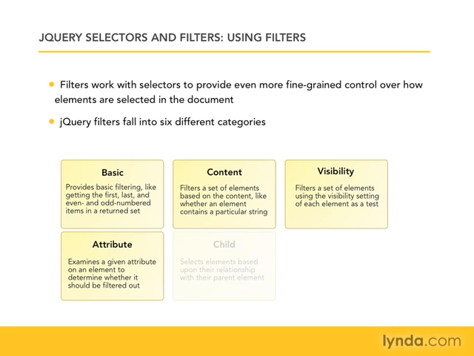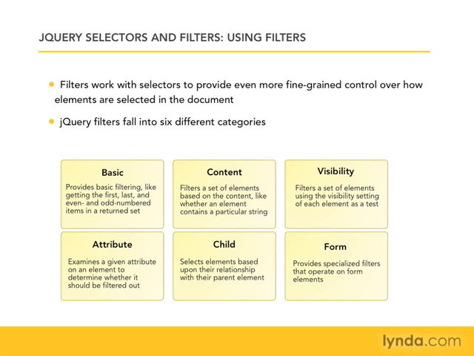Next comes attribute filters. Attribute filters will examine a given attribute on an element, and they will use that attribute's value to determine if it should be filtered out or included in the selector's result set. Then there's child filters, and child filters select elements based upon their relationship with their parent element. And then finally, there's a special set of filters that work on form elements, and you can use these as really convenient, powerful ways of processing elements in forms based upon what kind of form fields they are, whether they're enabled or not, whether they're checked or not, that kind of thing.